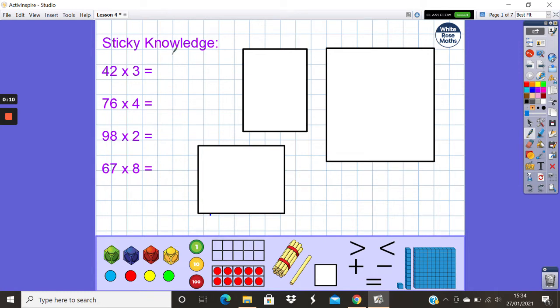We're going to start with some sticky knowledge first. So again, we're going to look at the multiplication methods using either the long multiplication method or the short multiplication method. So we'll do the first one together.